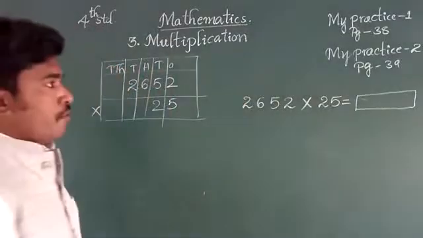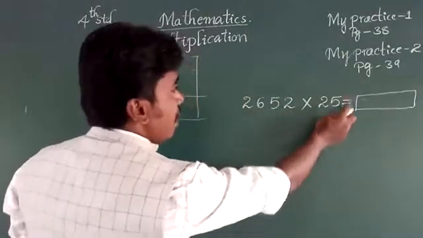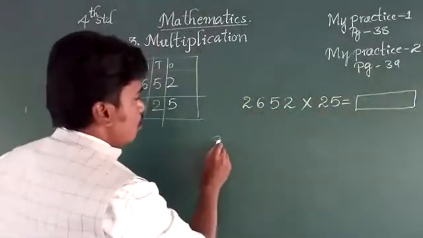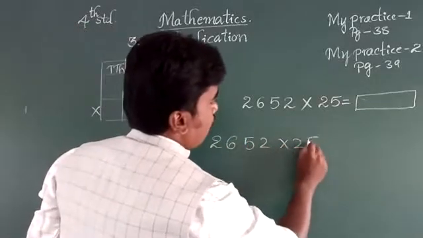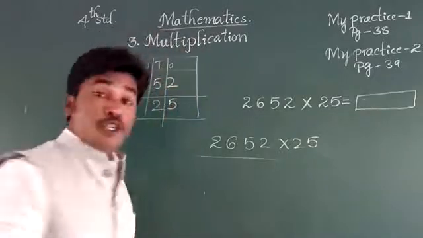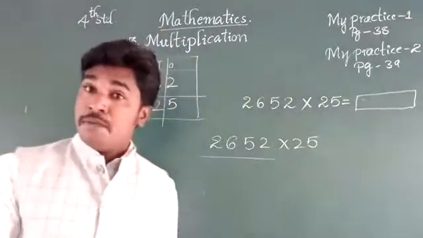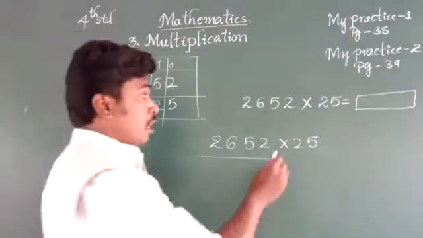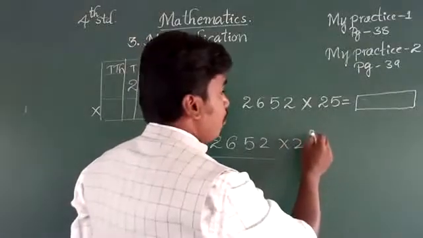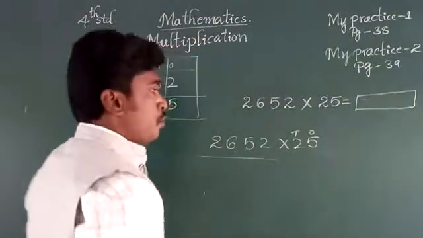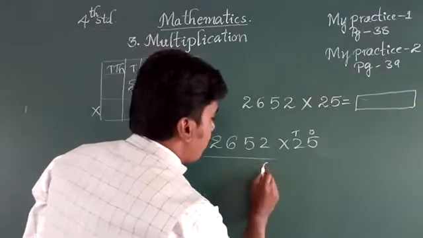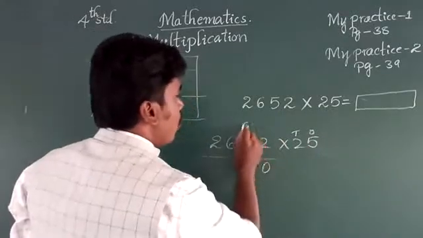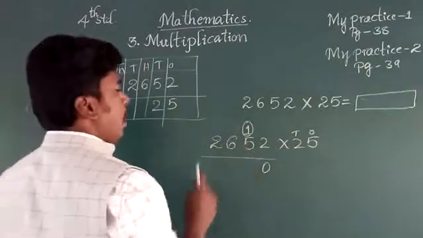Dear students, first you multiply and write the answer here. 2,652 into 25. From which number are you going to start multiplication? You should always start with the ones place, then move to the tens place. So 5 twos are 10. Write 0 here, 1 regroup or carry.